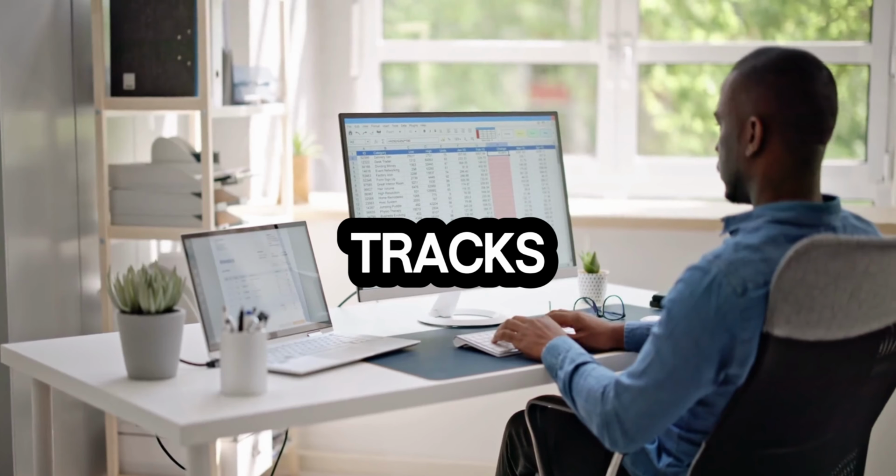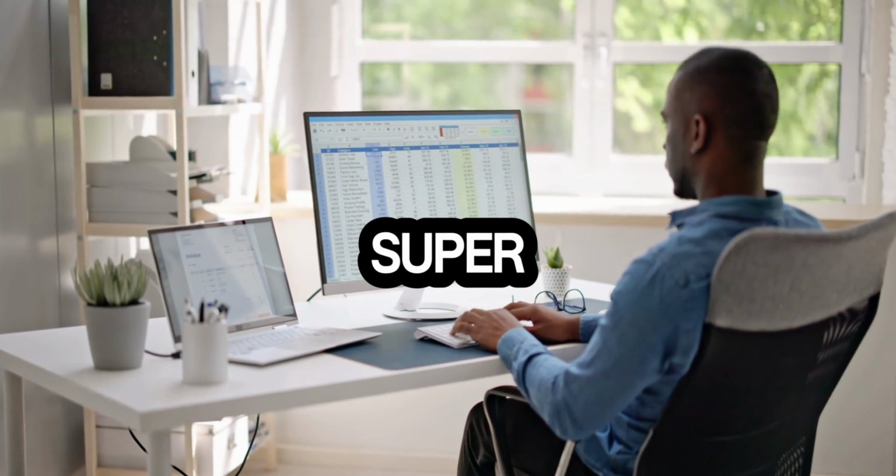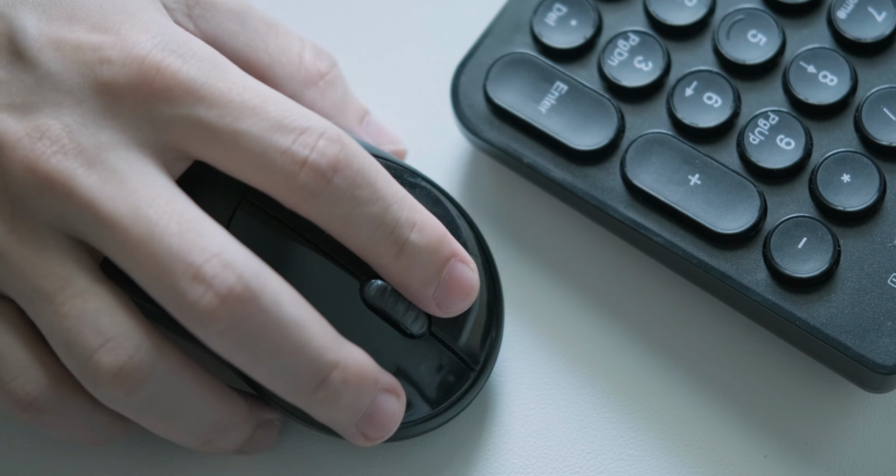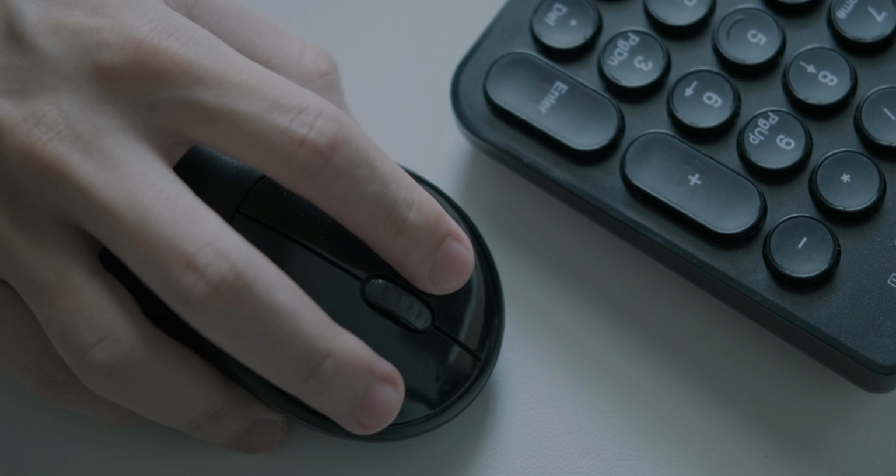The third thing is watch time. Watch time tracks how long people watch your videos. It's super important for growing your channel. Next is the click-through rate. Click-through rate is the percentage of people who click on your video after seeing the thumbnail. Knowing these terms will help you set up your channel for success and grow faster.